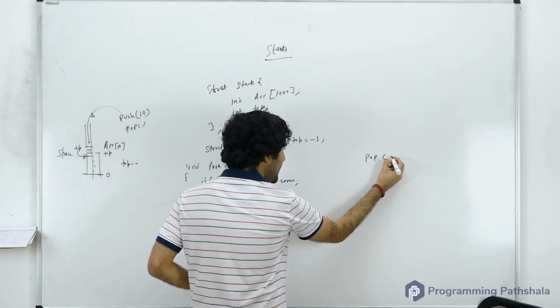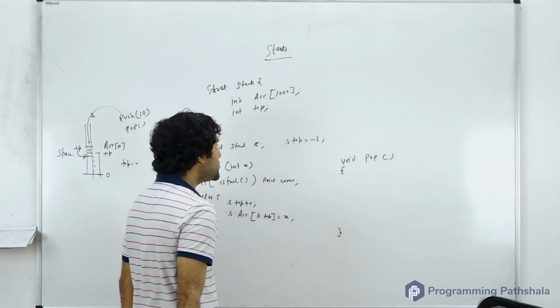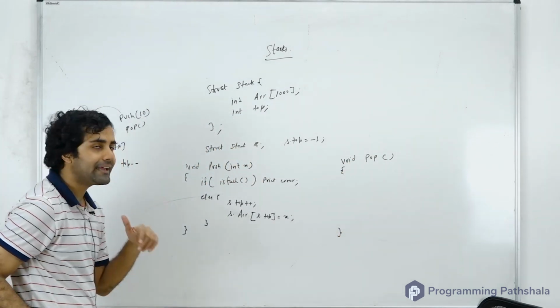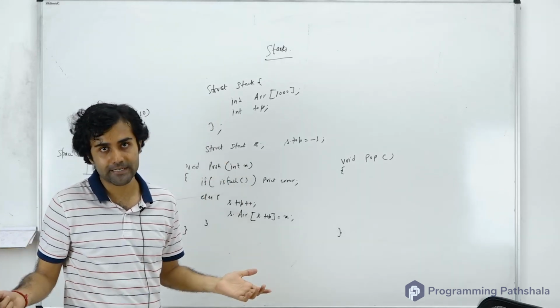Pop does not take anything and does not give anything. It simply removes the element from the top of the stack. So while popping, what can go wrong? Let's say the stack is empty and you are calling pop. That will be the underflow scenario, right?